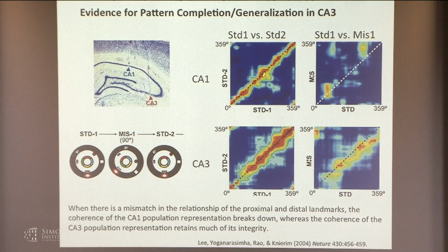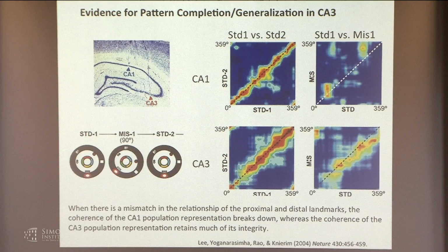That's what's represented by this large correlation band on the main diagonal. Cells that fired here fired at the same location in standard 2. Cells that fired here fired at the same location here. It's just showing that, as expected, when the cues are in the same relationship, the hippocampal spatial representations in CA1 and CA3 are very stable. They have the same place fields in the same locations. Any questions about how to interpret these? Okay.